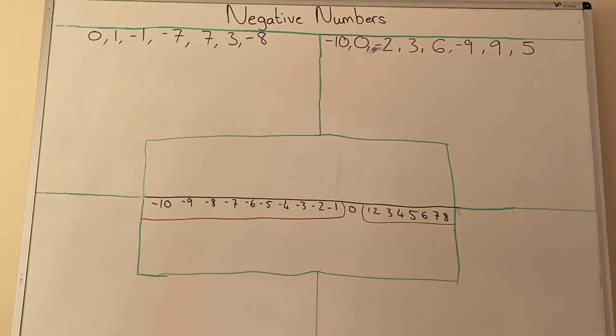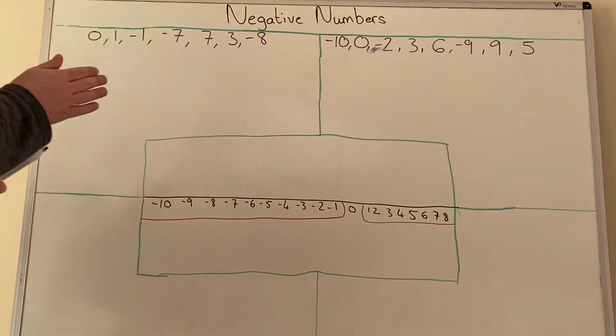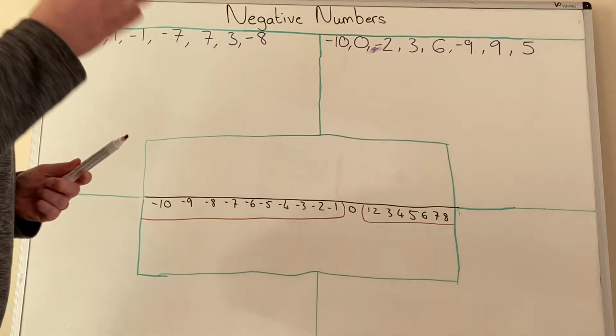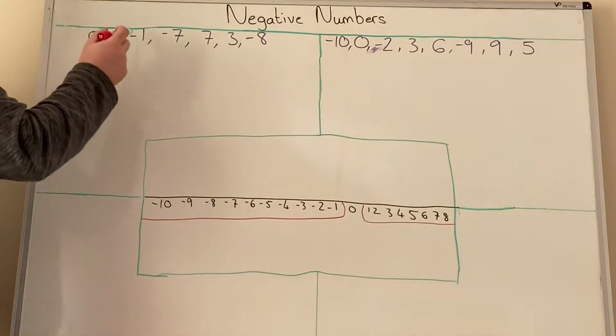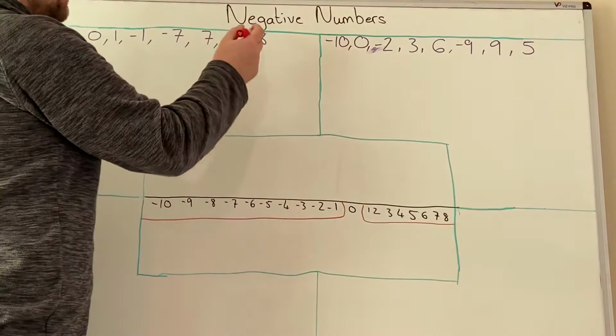So what I'm going to ask you to do is order negative numbers, and we're going to look at putting them into ascending order. Ascending order, for those of you who are not sure, are numbers that are put into order from smallest to largest. So let's have a look at this one first: 0, 1, -1, -7, 7, 3, and -8.